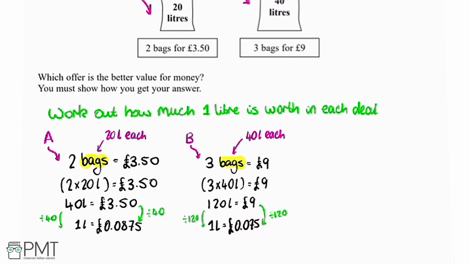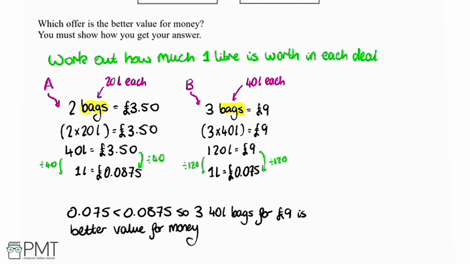So now lastly, we need to do the comparison. 0.075 is less than 0.0875, which means B is better value for money. So writing a little statement to explain that, we've got 0.075 is less than 0.0875. So 3 40 litre bags for £9 is better value for money.